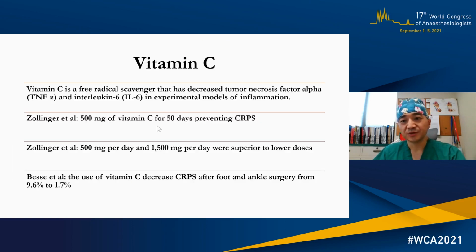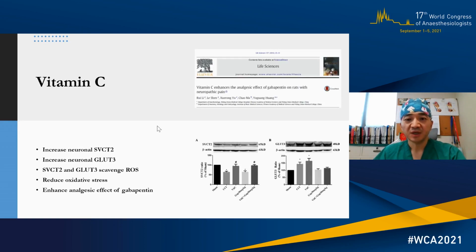Another very interesting and also maybe safe and maybe effective drug is vitamin C. Vitamin C is a free radical scavenger that can do a lot of things. For pain control, vitamin C is effective for complex regional pain syndrome. Our results show that vitamin C can enhance the analgesic effect of gabapentin through some different mechanisms. So maybe vitamin C can also reduce the adverse effects of gabapentin by decreasing the dosage of gabapentin.